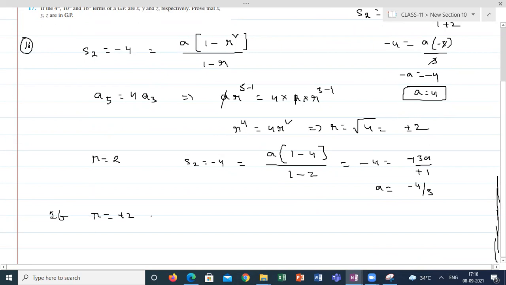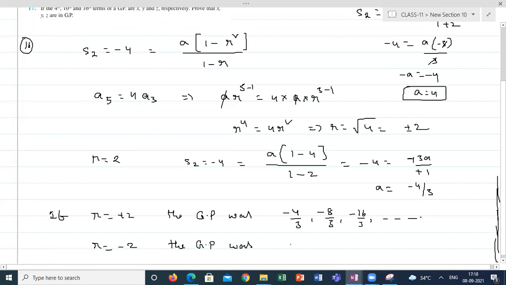If R is equal to plus 2, the GP was minus 4 by 3, minus 8 by 3, minus 16 by 3, and so on. If R is equal to minus 2, the GP was 4. What is the GP? Next one. Minus 8 plus 16 minus 32.